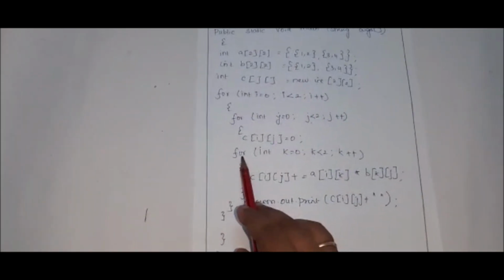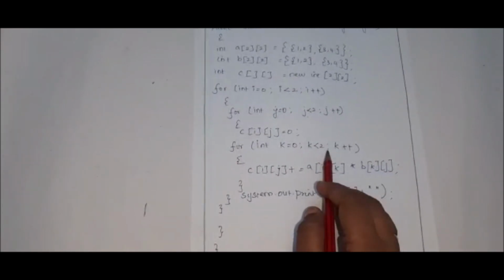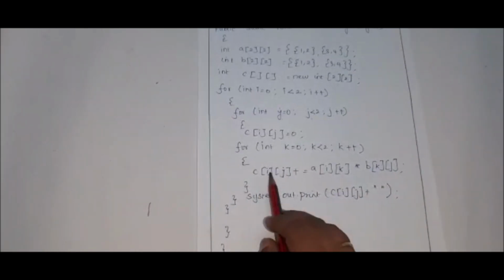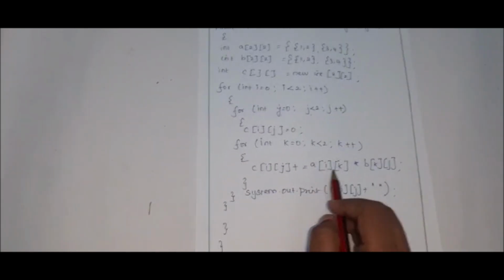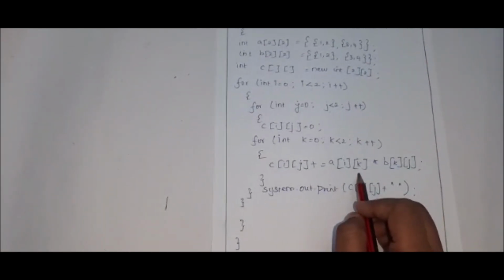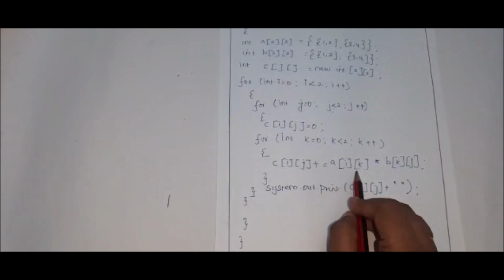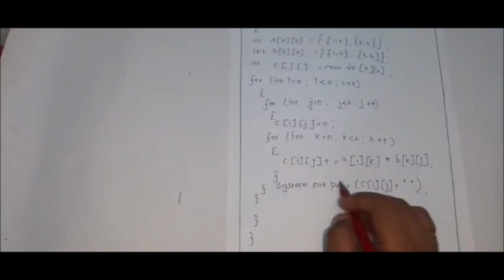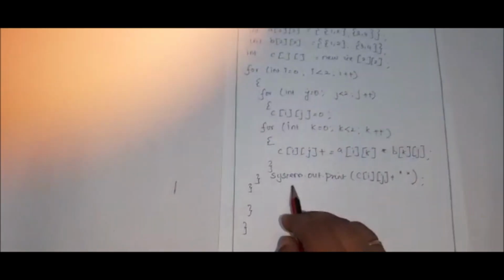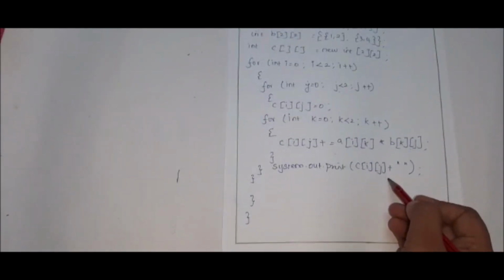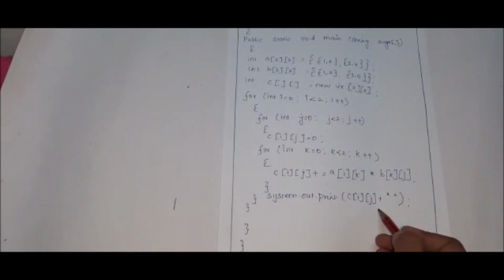Then again we have to include another inner for loop. By doing this, c[i][j] += a[i][k] * b[k][j], this will multiply the first row with the first column. This will repeat until the condition is false. Finally, we are printing the values of the resultant matrix. This is how you can write the matrix multiplication program in Java.